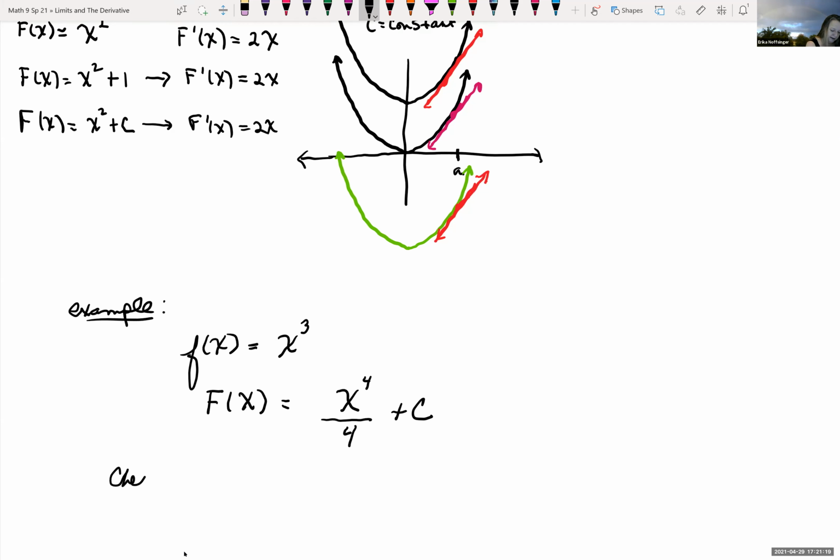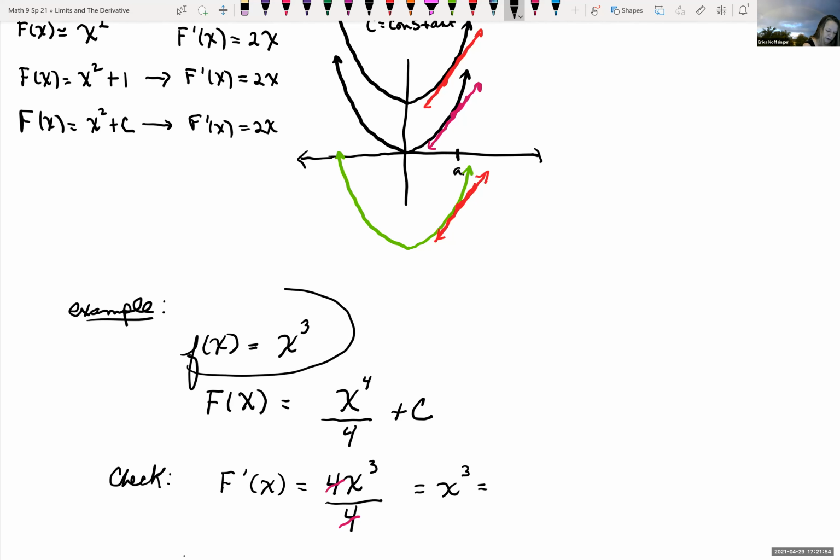And so if we check, we can show that the derivative of our antiderivative, which is capital F, is going to give us back our original function, little f of x, which is x cubed. So bring our power down front, we get 4x, subtract 1 from our power, we get 3. That's all over our new power 4. Derivative of a constant is 0. Our 4's cancel, and we're left with x cubed, which is equal to the original. So it works.